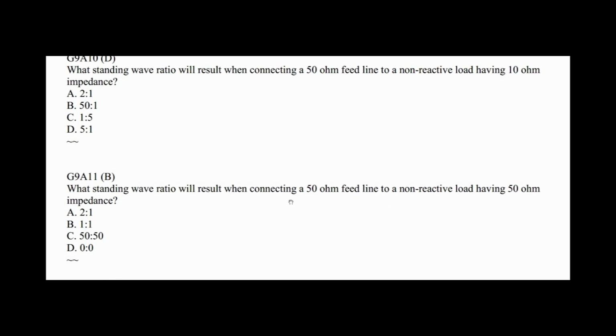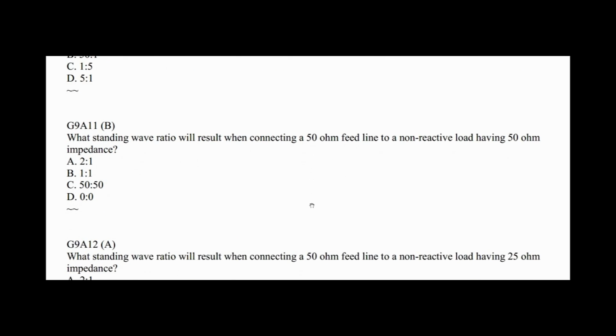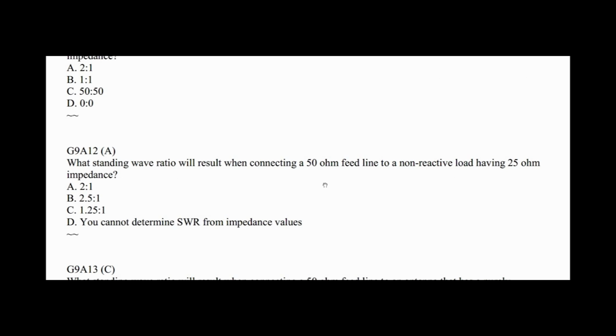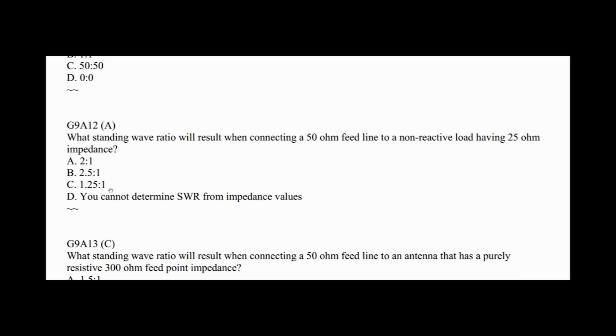G9A11. What standing wave ratio will result when connecting a 50 ohm feedline to a non-reactive 50 ohm? Well, that's a good thing to do. So that's 50 ohms to 50 ohms. That's a 1:1. G9A12. What standing wave ratio will result when connecting a 50 ohm feedline to a non-reactive 25 ohm impedance? Again, it's always going to be some number to 1. So the ratio here is 2:1. The answer is A, 2:1.